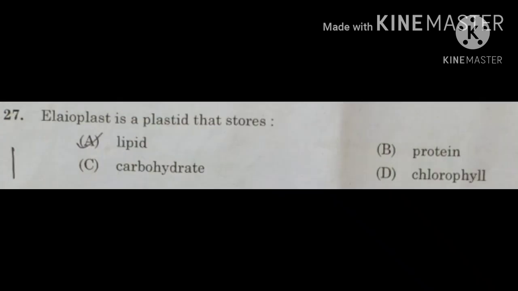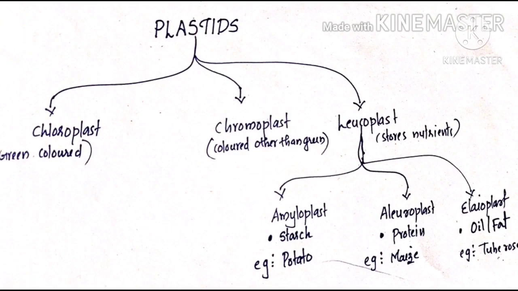The next question is, elaioplast is a plastid that stores option A lipid, option B protein, option C carbohydrate, and option D chlorophyll. Let us discuss some important points regarding plastids. Plastids are double membrane bound cell organelles commonly found in plants which either store pigments or nutrients. Plastids can be classified into three types, and they are chloroplast, chromoplast, and leucoplast.